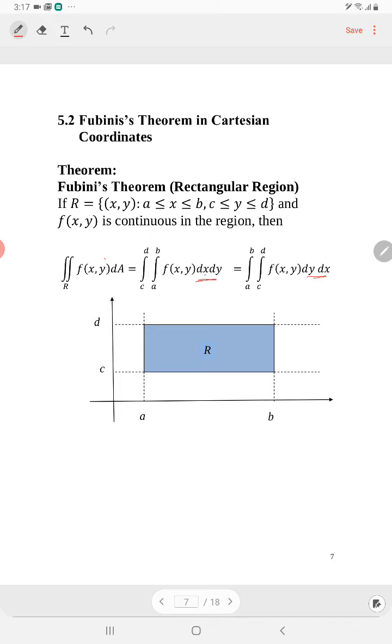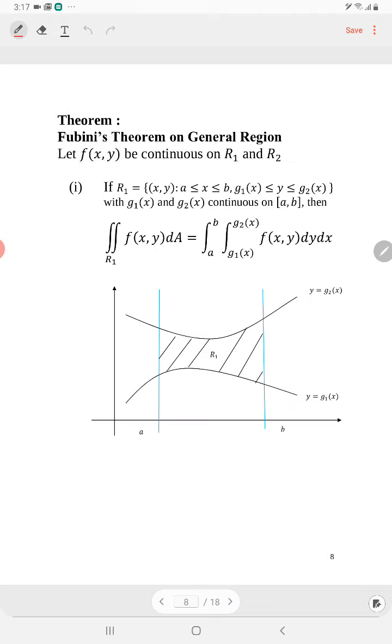All right, now I'm going to show you a much more interesting region. Here we have another theorem, called Fubini's theorem on general region. So let's look at the next region. Here we have region R1. As you can see, here we have the x-axis, and here we have the y-axis.